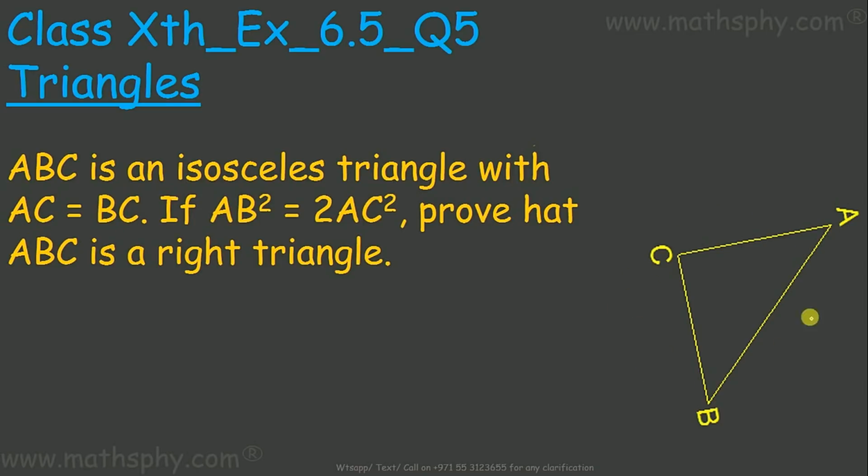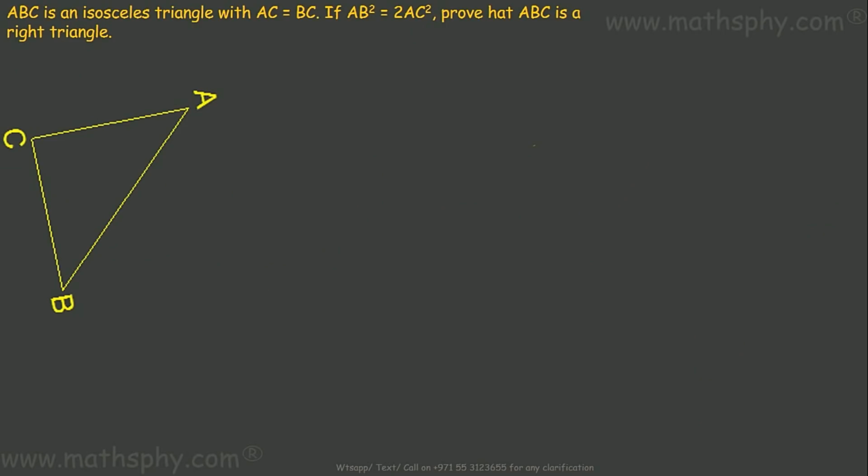ABC is an isosceles triangle where AC is equal to BC. If AB square is equal to 2AC square, prove that ABC is a right triangle. It says AC equals BC, and it gives AB square is equal to 2AC square, and AC is equal to BC.